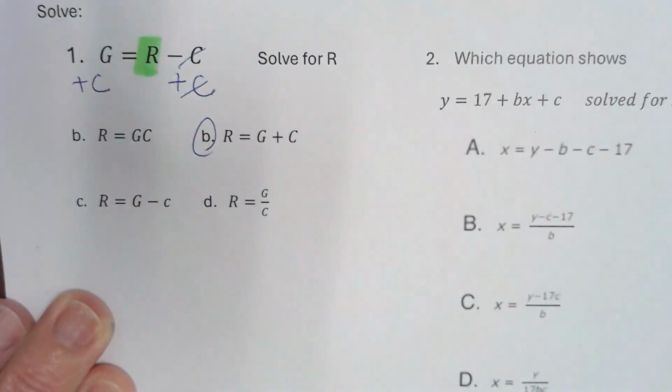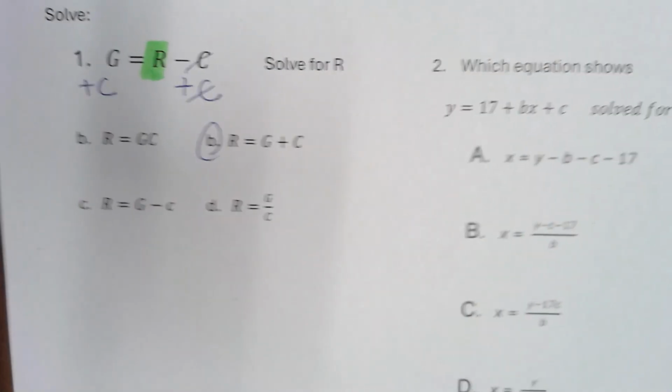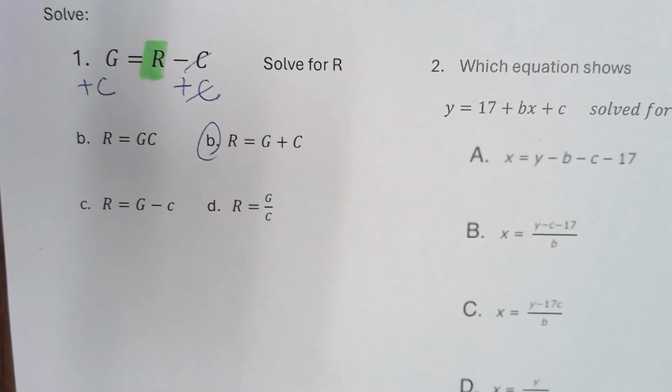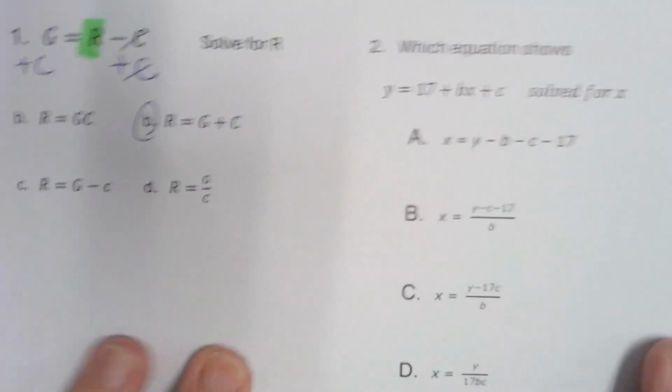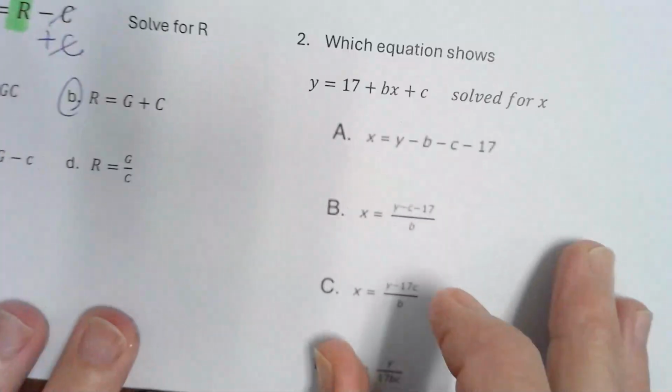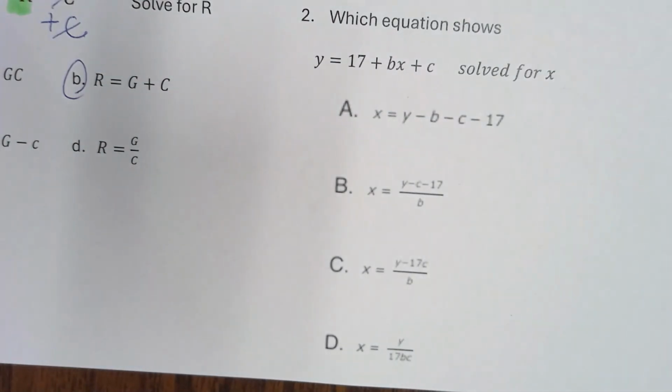So the correct answer was B. How'd y'all do there? Did y'all do okay? Yeah. Okay. All right.